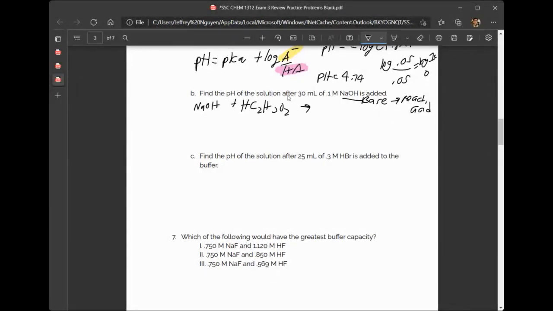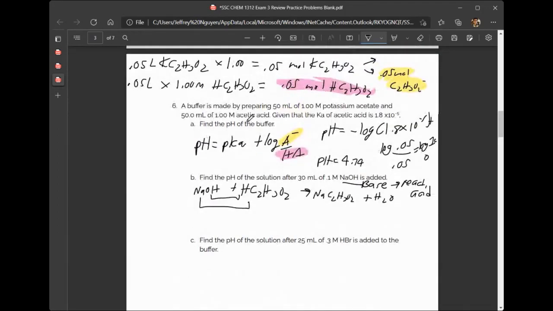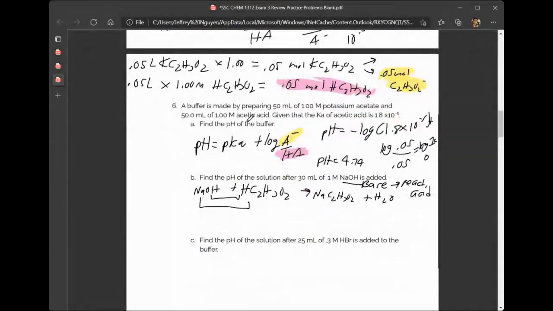And then we can predict, right? It's a double displacement reaction. Water is made. We don't care about water. Let's keep that in mind. And then we have NaC2H3O2. So this was another error. It's actually going to be KOH, so ignore this and use KOH. Okay, cool.